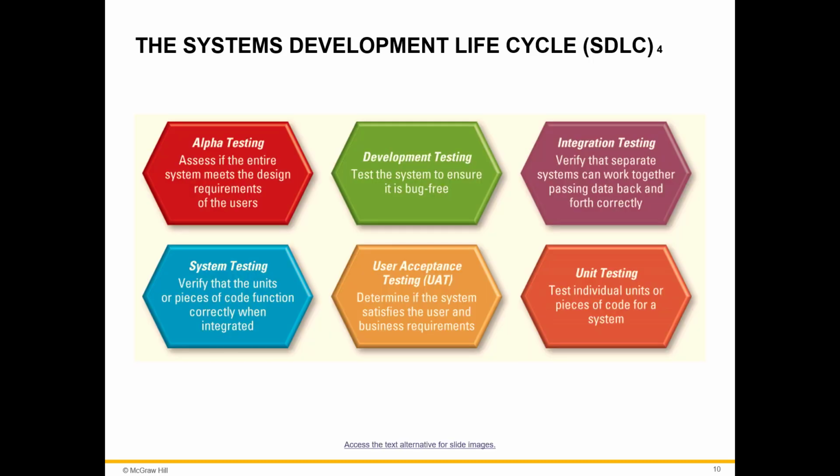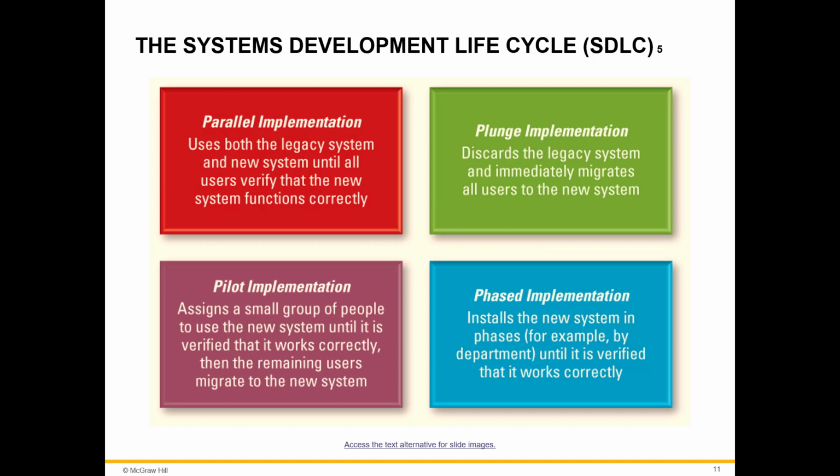Different forms of system testing include alpha testing, development testing, integration testing, system testing, user acceptance testing, and unit testing. System implementation methods include parallel implementation, plunge implementation, pilot implementation, and phased implementation.